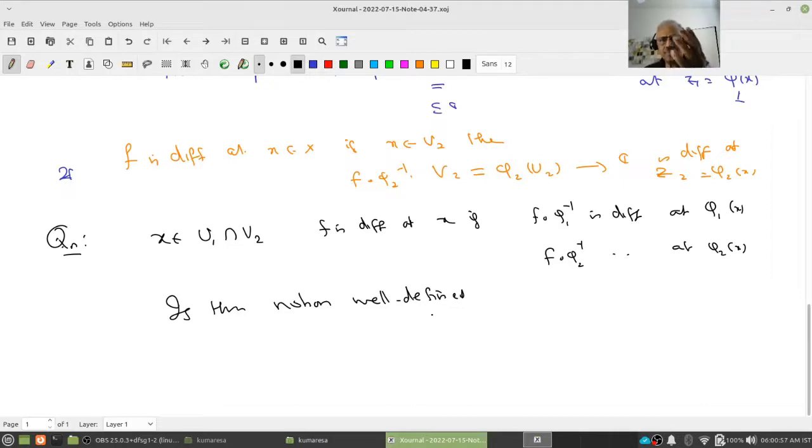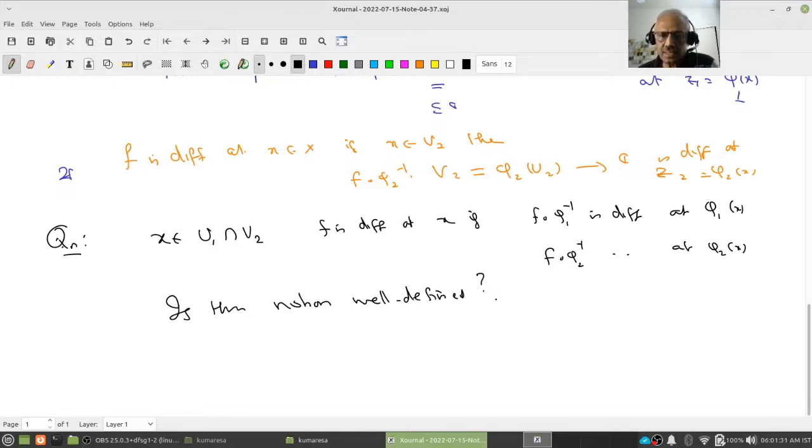Because what may happen is f composite phi 1 inverse may be differentiable at phi 1 of x, but f composite phi 2 inverse may not be differentiable at phi 2 of x, or the other way around. So somehow I have to make sure this definition is independent of where x belongs to. X may belong to u1, u2. If X is equal to the union of the ui, then x may belong to many ui's, but still the answer will be correct. Are you understanding the question?